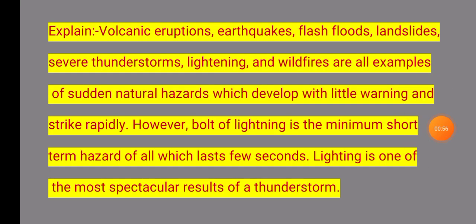Question 111, explanation: volcano eruption, earthquake, flash flood, landslide, severe thunderstorm, lightning, and wildfire are all examples of sudden natural hazards which develop with little warning and strike rapidly. However, bolt of lightning is the minimum short term hazard, which lasts a few seconds. Lightning is one of the most spectacular results of a thunderstorm. Next question.